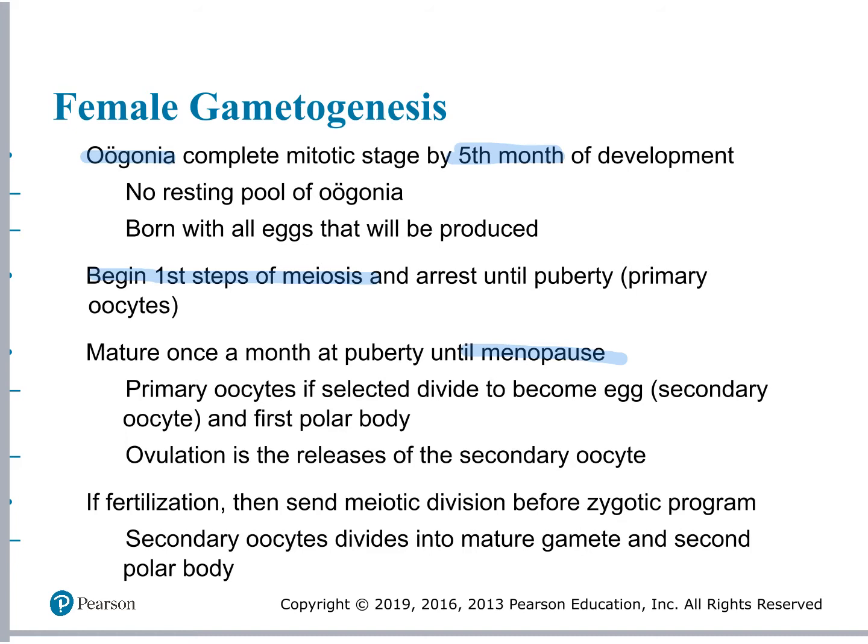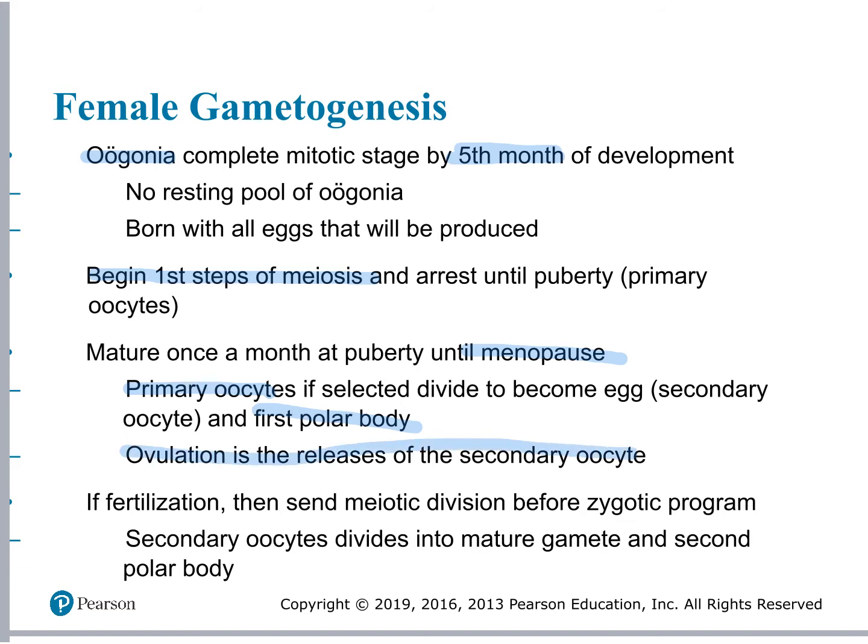So the primary oocytes, once they go through the first stage of meiosis, are going to have one primary oocyte, and then we have something called a polar body. A polar body is just a way for this egg cell to get rid of half of its chromosomes. This polar body is just going to disintegrate. It's not going to be used. It cannot be fertilized. And then they have ovulation.